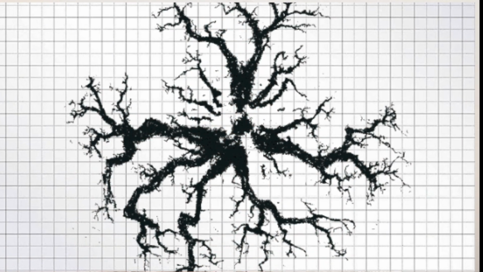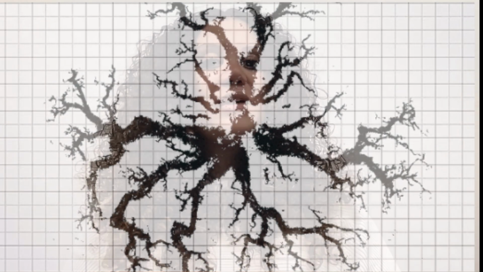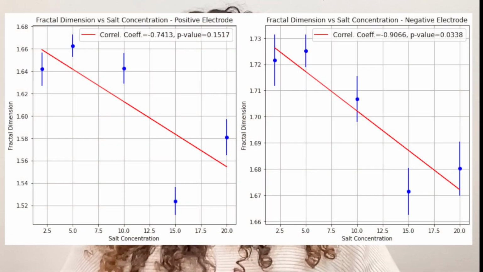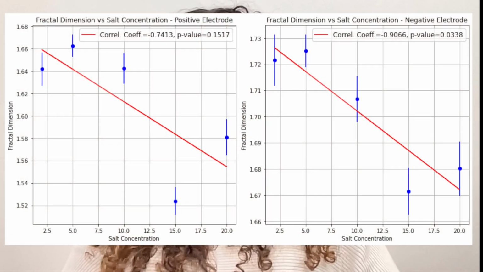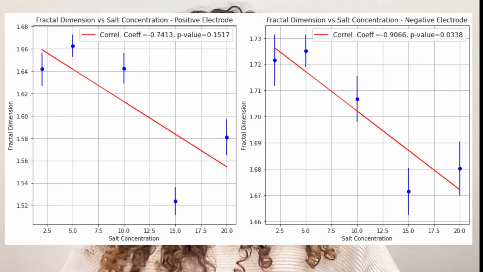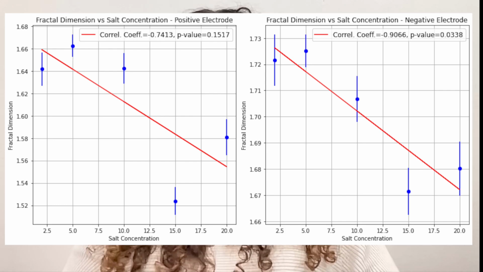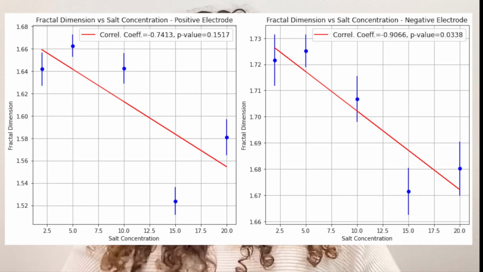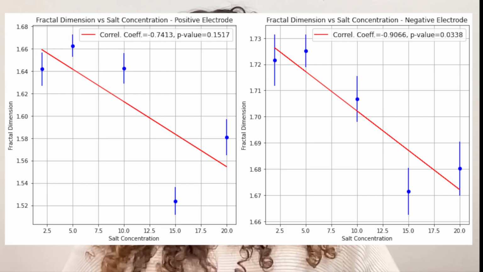After processing the images, we began data analysis. We applied a box counting algorithm to the DLA modeled images to retrieve the fractal dimension. Then we found the mean fractal dimension at each salt concentration for both electrodes. We then plotted the mean fractal dimension against salt concentration for each electrode and found that there was a negative correlation between these two variables, at a 15% significance level for the positive electrode and a 3% significance level for the negative electrode.